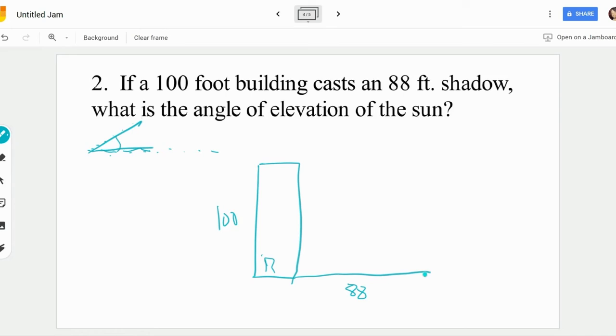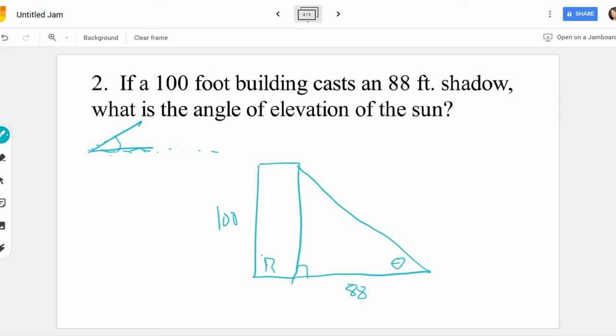So we're going to say that the ground is the horizontal. What must the angle of elevation be to make this shadow this long? And so there's our triangle. And we're looking for that angle. I'll call it theta.